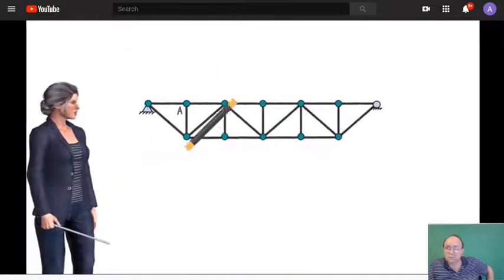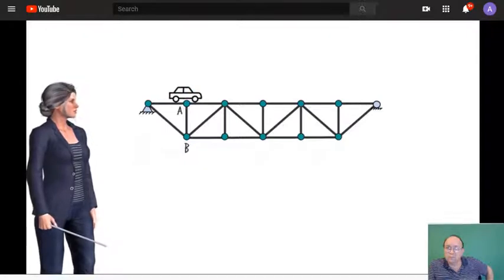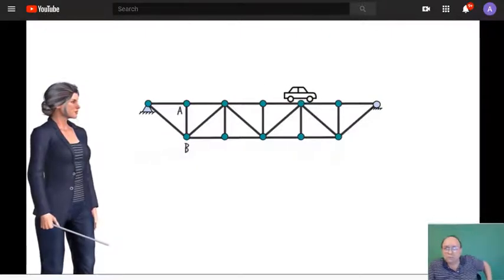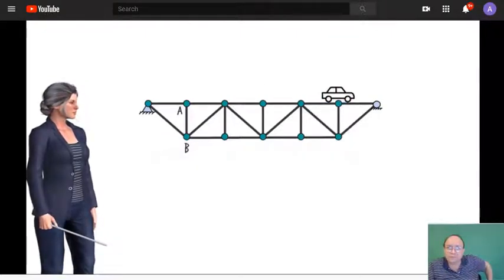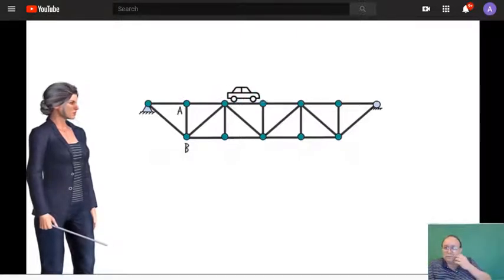Some trusses, such as bridges, are designed to carry moving loads. This means the bridge needs to be analyzed several times, one time for each load position. Therefore, while member AB carries an axial force when the load is acting at or near joint A, the member becomes a zero-force member when the load moves further down the bridge away from A.